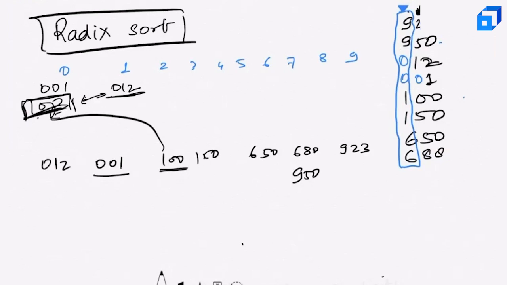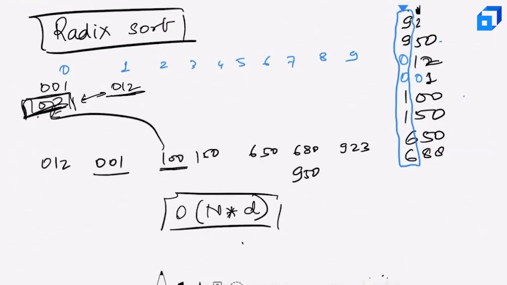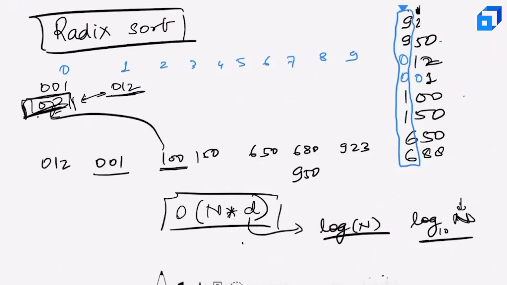So time complexity is n into number of digits. If d is the number of digits, that is your time complexity. Usually, the number of digits is the same order as log n. It's actually log n to the base 10, n being the maximum number in the array.